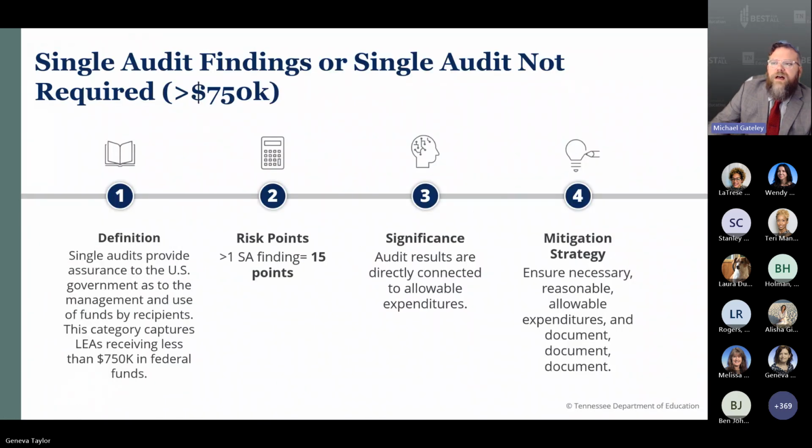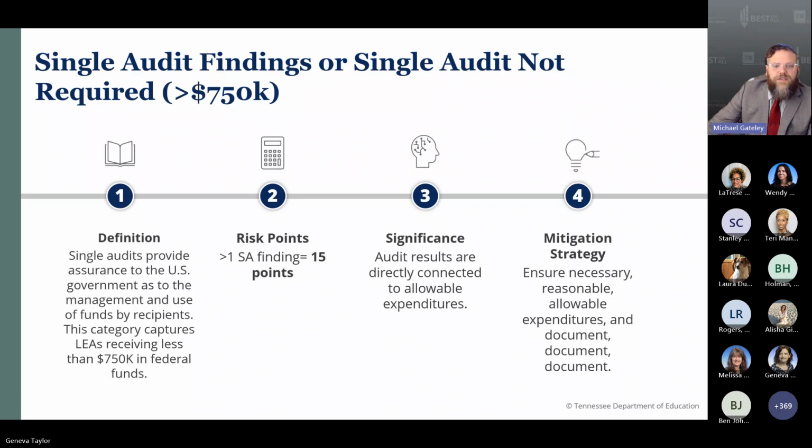Okay, so for single audit findings, this is going to provide assurance to the U.S. government as to the management of the funds that recipients receive. This category captures LEAs that receive less than $750,000 in federal funds. So greater than one single audit finding is going to give 15 points for this. We know that audit results are directly connected to allowable expenditures.